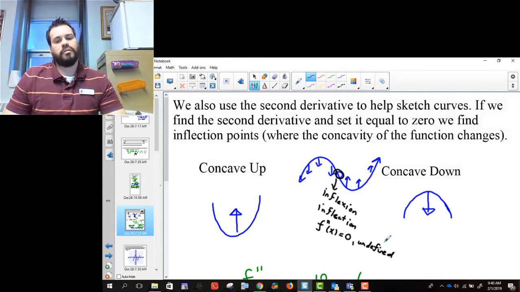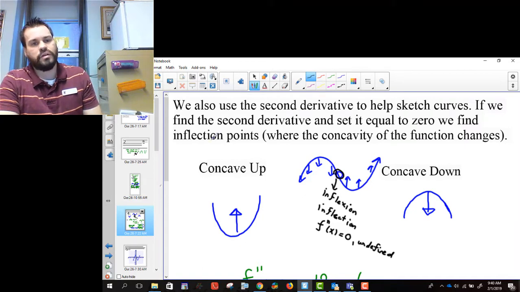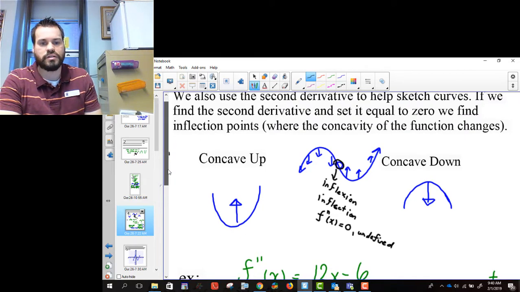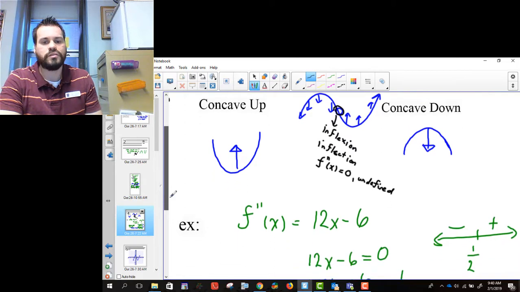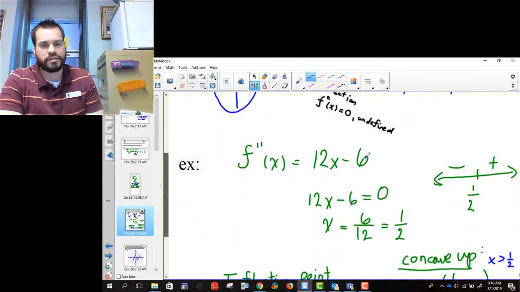We're going to do the same thing we did with the first derivative, with the second derivative. The procedure is no different, it just tells you different information. So you take the second derivative, which is 12x minus 6, which we found earlier. We set it equal to 0 and solve, so we get 1/2. We put 1/2 on our number line and pick a number less than 1/2, let's say 0, and plug that into the second derivative. So f double prime of 0 is 12 times 0 minus 6, which gives me minus 6.